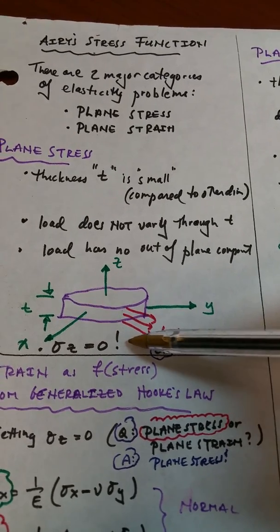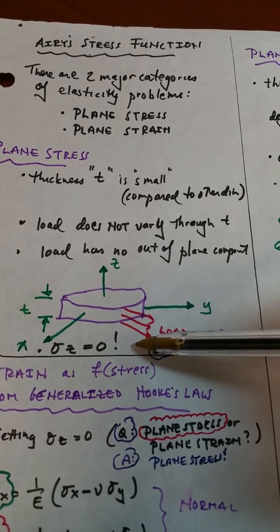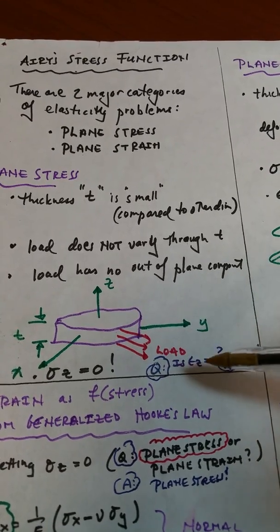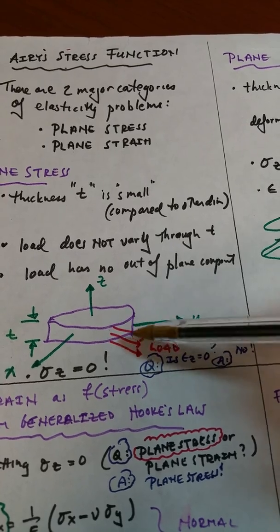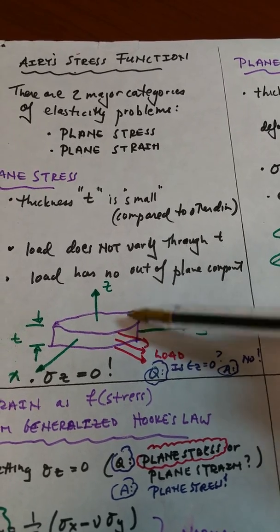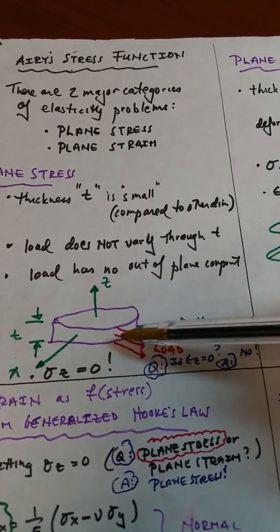That's called plane stress. But what about epsilon z? Is epsilon z 0? And the answer is no. That would be a horrible mistake to say epsilon z is 0. Epsilon z is definitely not 0 because of the Poisson effect.